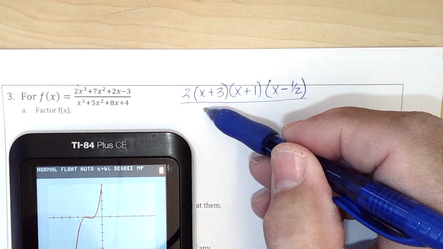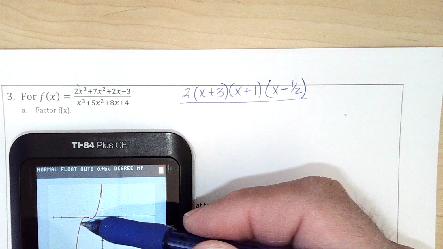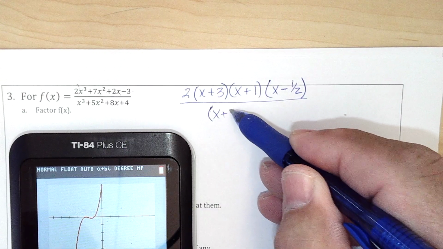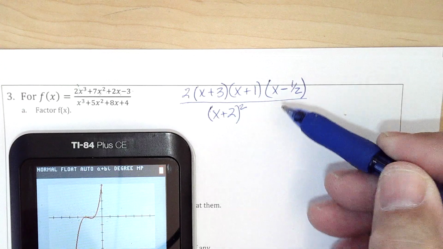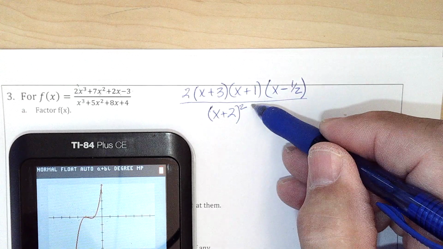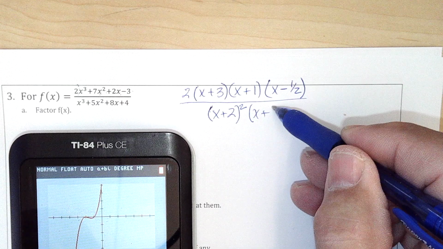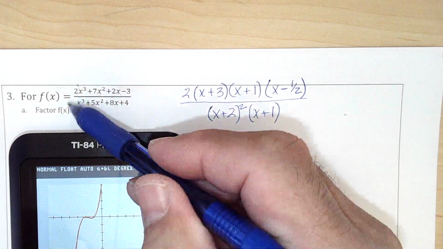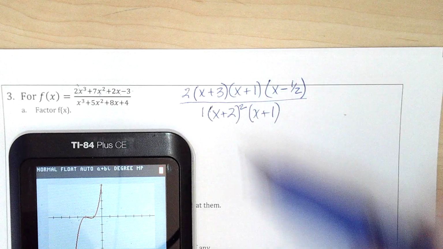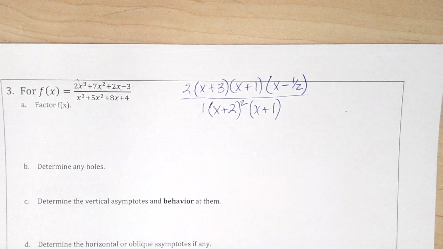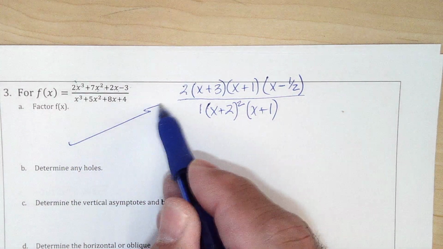And that one looks like it bounces at negative 2. So that's x plus 2 squared. And it goes through minus 1, so x plus 1. And the leading coefficient's 1, so we're okay there. So there it's factored.